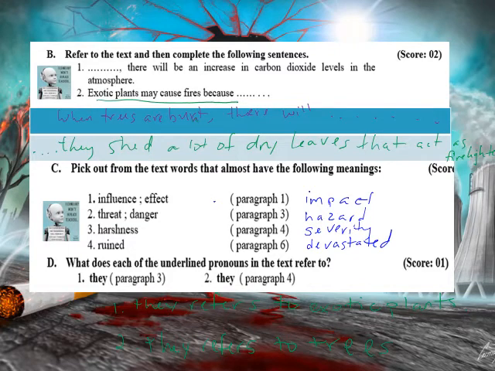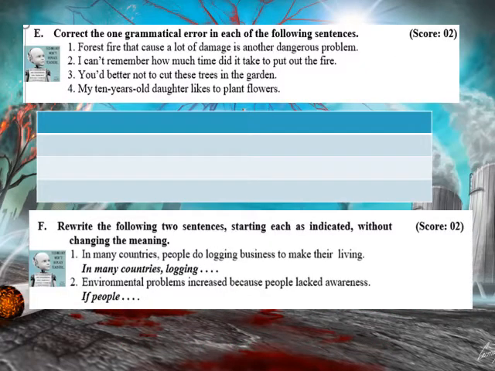Okay. Now let's correct the one grammatical mistake in each of the following sentences. You must write out the sentence correctly. Okay, so that's why you have these lines here. Number 1. Forest fire can cause a lot of damage to other dangerous forest fires. Okay, so it should be forest fires. We have a problem here with subject-verb agreement. Subject, verb. The subject is singular. The verb is plural. So we must change it.